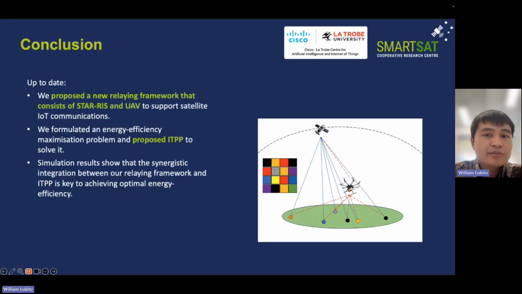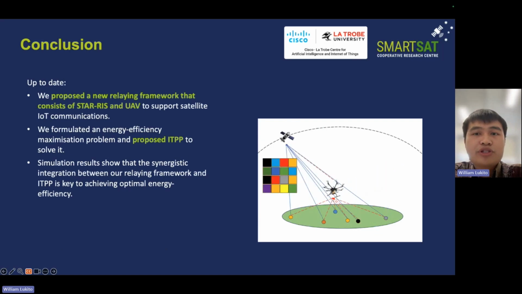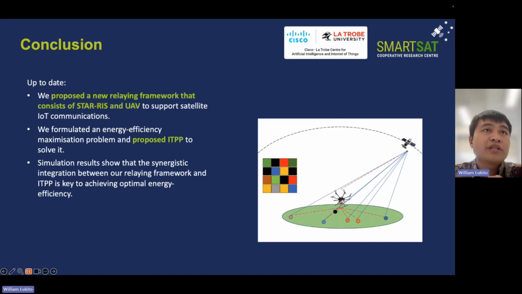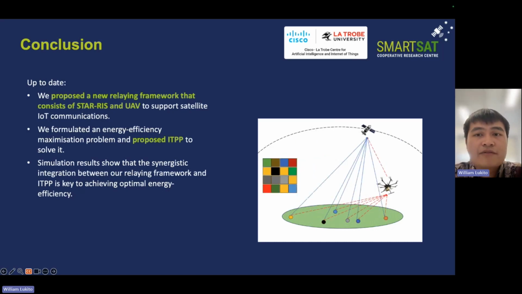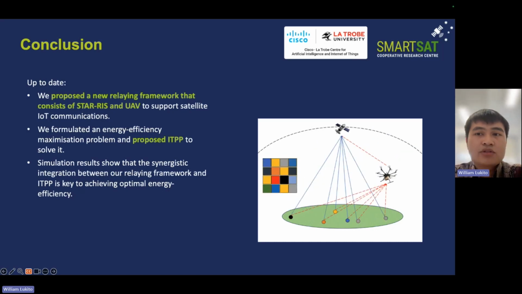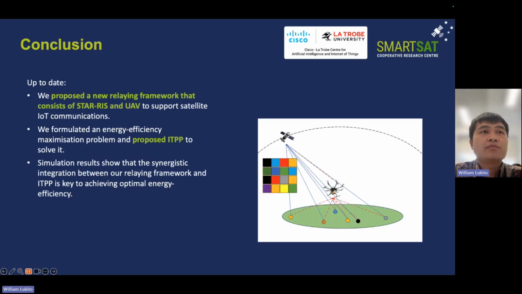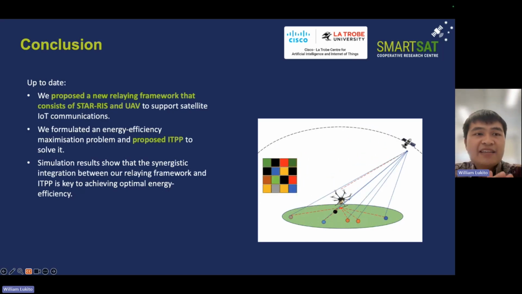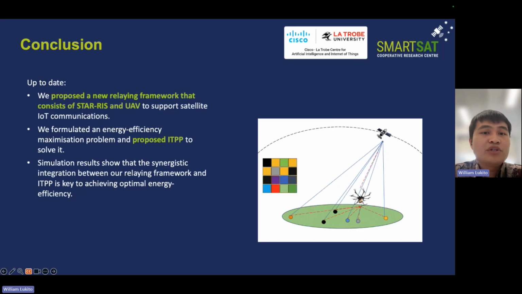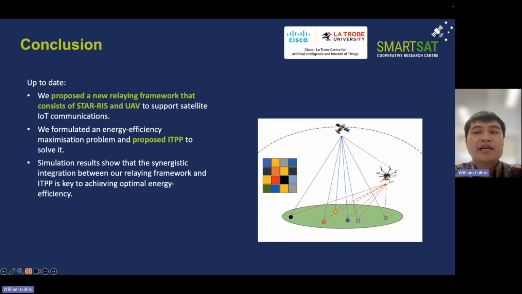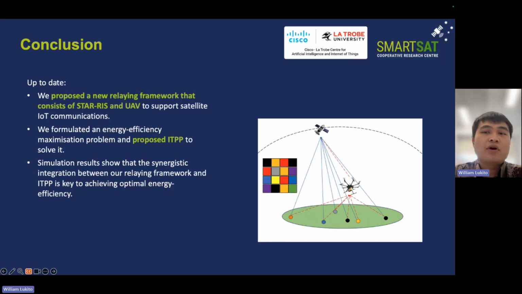Okay, so to conclude this presentation, I list some contributions that we have made so far. First, we propose a new relaying framework that consists of StarRIS and UAV to support satellite IoT communications. Second, we formulated an energy efficiency maximization problem and proposed ITPP to solve it. Third, we showed that the integration between StarRIS, UAV and ITPP is key to achieve optimal energy efficiency.